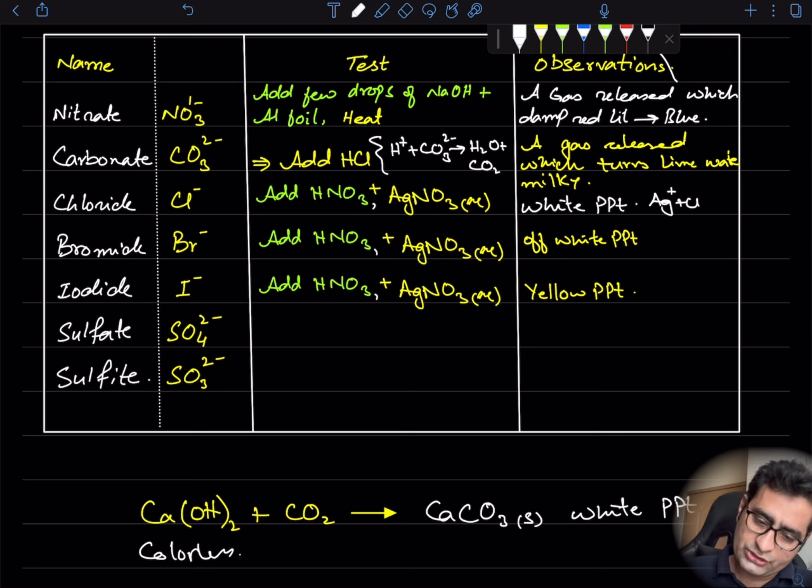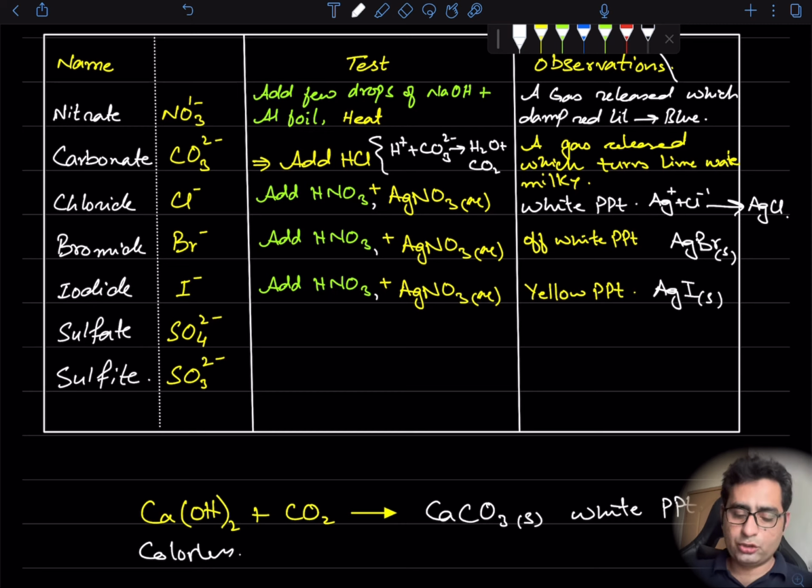Ag positive reacts with chloride to form AgCl solid. In the case of bromide, Ag positive and Br negative will form AgBr solid, and AgI solid gives a yellow precipitate.